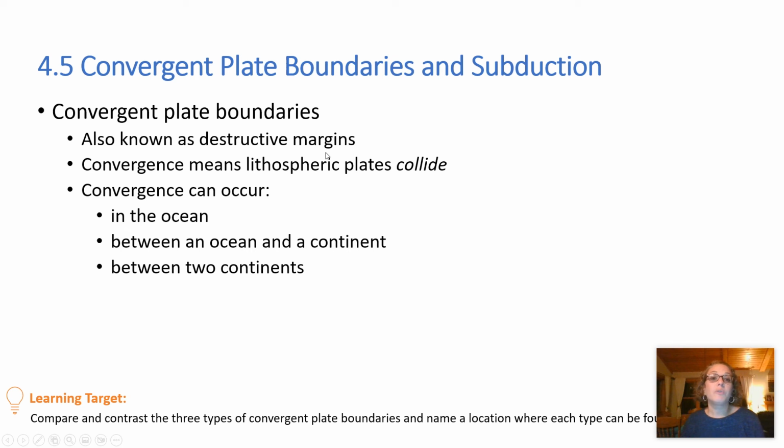Convergent plate boundaries are also known as destructive margins. Either we're pulling in one plate back into the mantle and it's melting, so we're destroying the plate by pulling it into the mantle and melting it, or we're destroying crust by kind of pushing it against each other and creating a mountain.